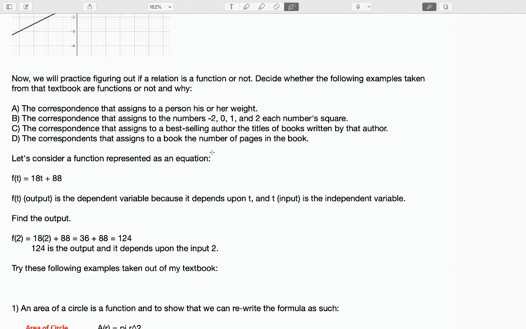Now we will practice figuring out if a relation is a function or not. Decide whether the following examples taken from that textbook are functions or not, and why. A: The correspondence that assigns a person to his or her weight. You know what? You can read these yourself.